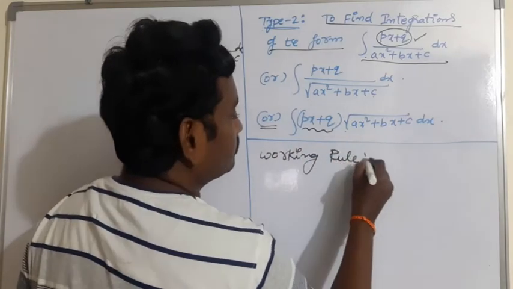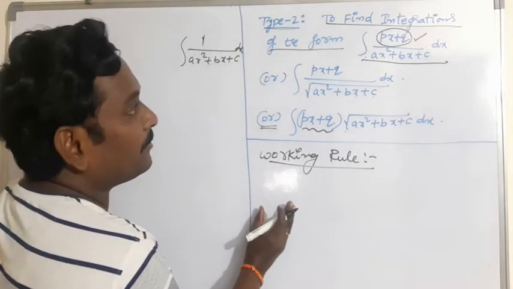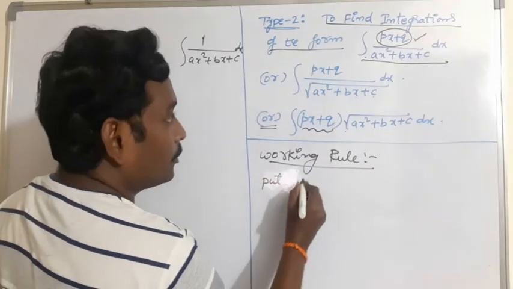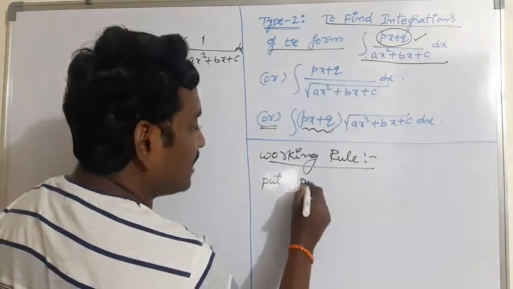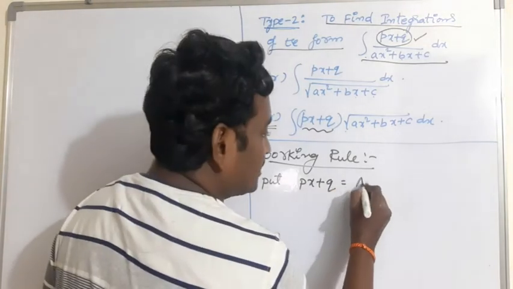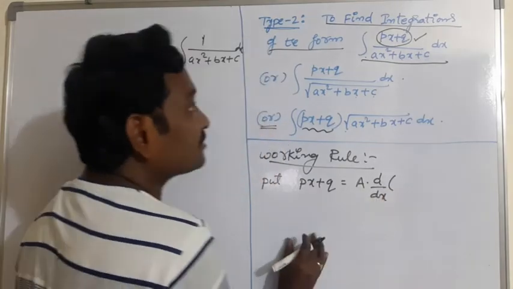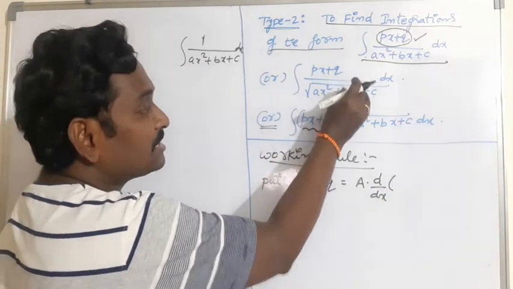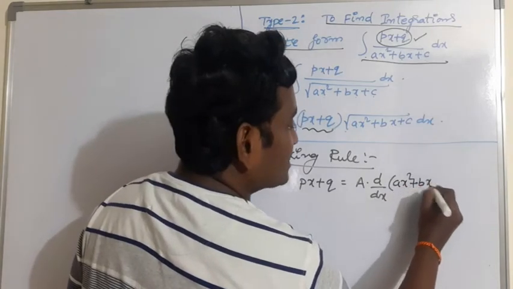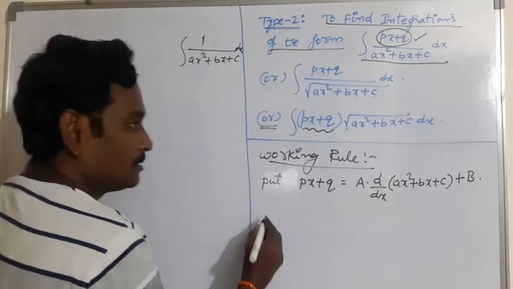Working rule. Whenever the given problem is in these models, put numerator, the numerator is nothing but the linear term, equal to capital A into d by dx of the quadratic term which is involved in the given problem, that is ax square plus bx plus c, plus capital B.